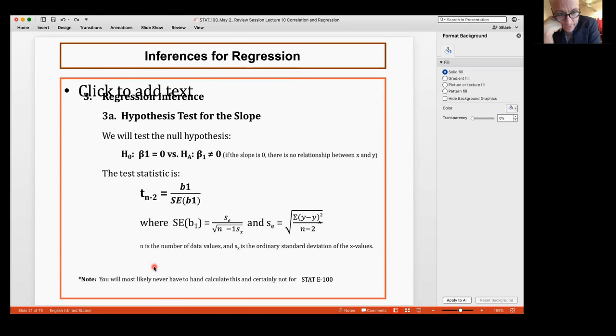Now I'm putting this here with a little asterisk, because you almost never have to estimate this by hand, and certainly not for Stat E100. But just keep in mind, the standard error is our measure of dispersion, our hypothesized measure of dispersion, just as we would with a normal distribution. I think that's all I need to say here.